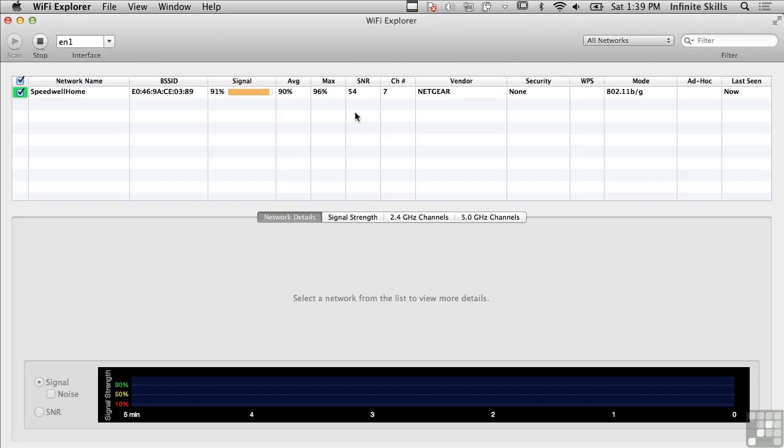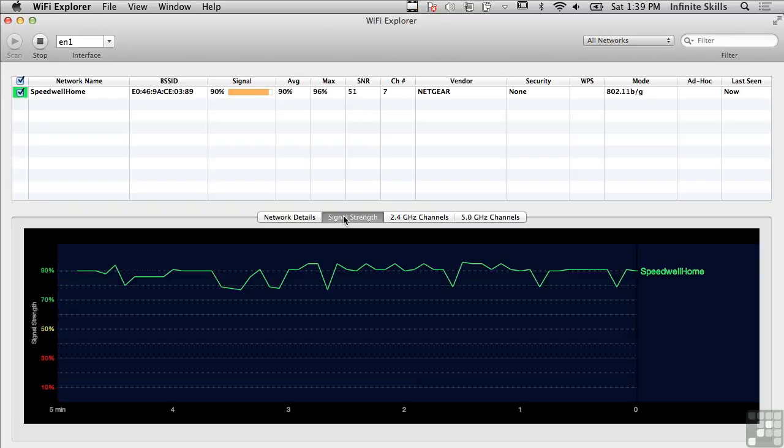Now, in this case, you can see the channel that's associated with it. It actually gives me a signal strength as well. And I can go to a signal strength graph. Here I've got a signal strength graph for this particular SSID.